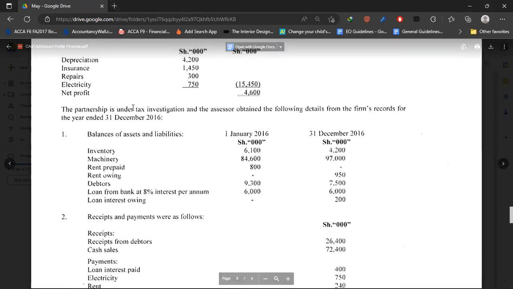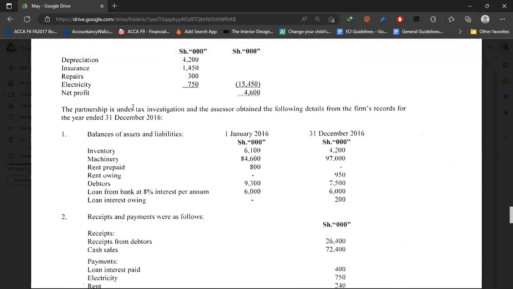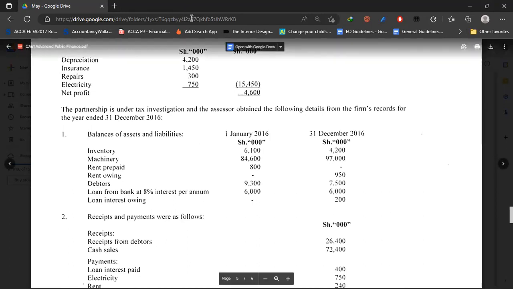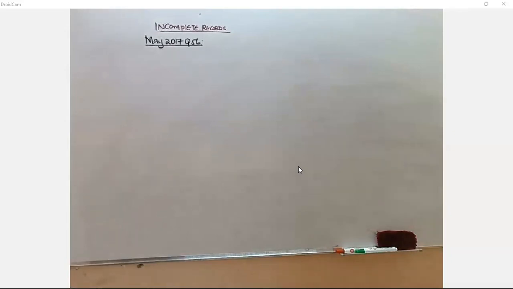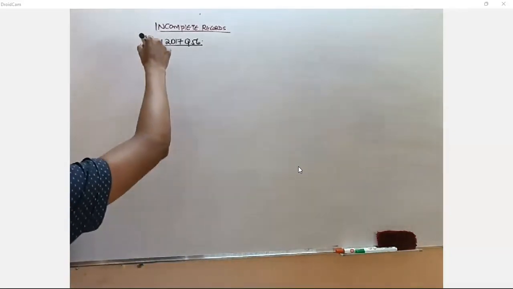When I look at additional information number 1, the balances are already provided there by the examiner for the beginning and the end. So yours is just to open those accounts, get the credit purchases, do other adjustments as per the additional information, and then you'd be good to go. So let's start by looking at the debtors control account.